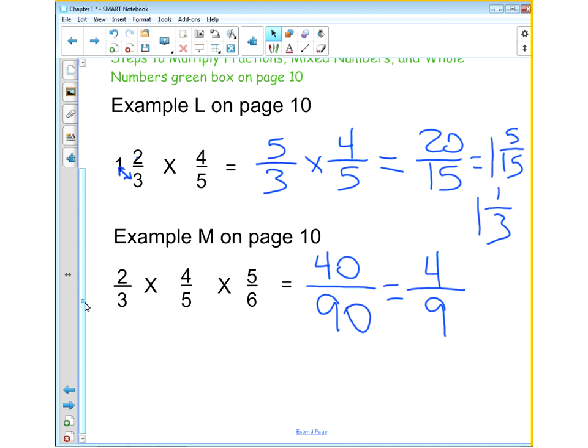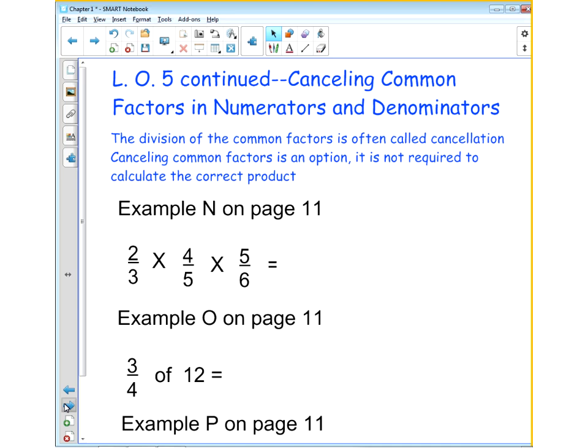That is those two multiplication. Get rid of the mixed number, then you just multiply numerators times numerators and denominators times denominators. All right, canceling common factors in numerators and denominators. You'll notice that we had a lot of the same numbers over there. The division of the common factors is often called cancellation. Canceling common factors is an option. It's not required to calculate the correct product.